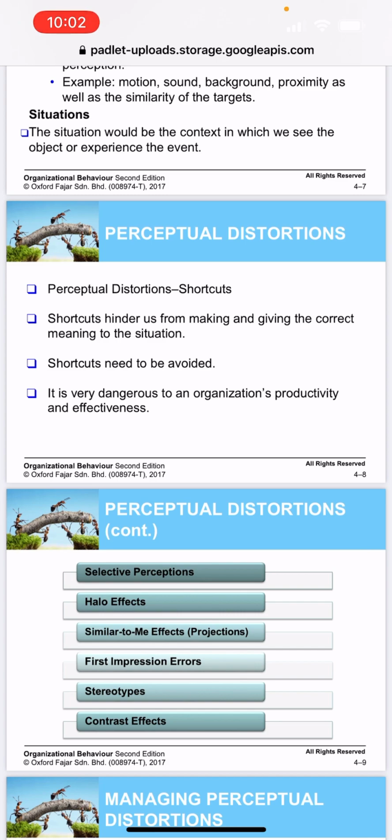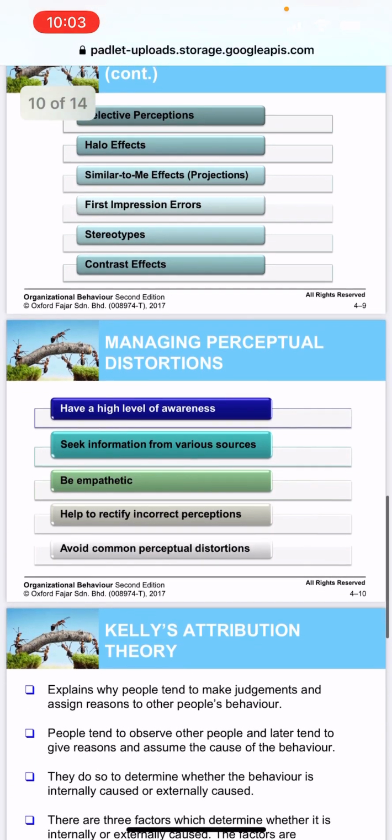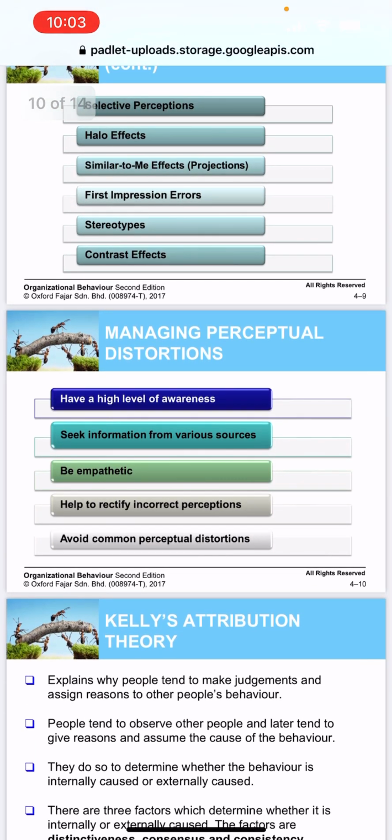How to manage a perceptual distortion? There are several ways, such as have a high level of awareness, seek information from various sources, be empathetic, help to rectify incorrect perceptions, and avoid common perceptual distortions.